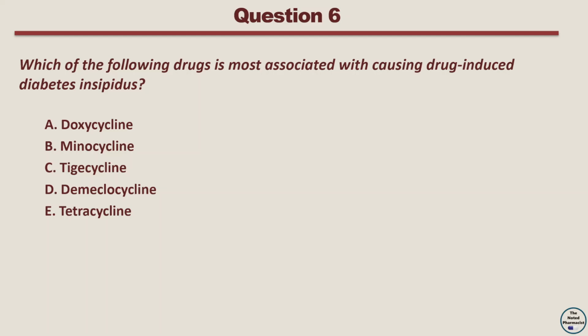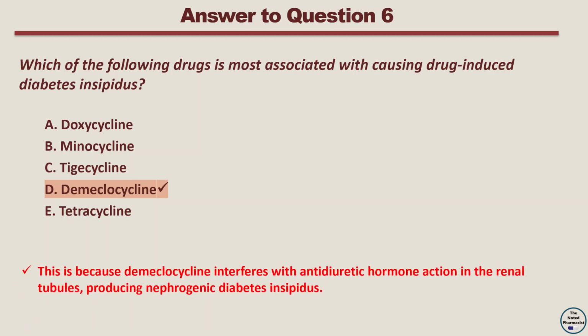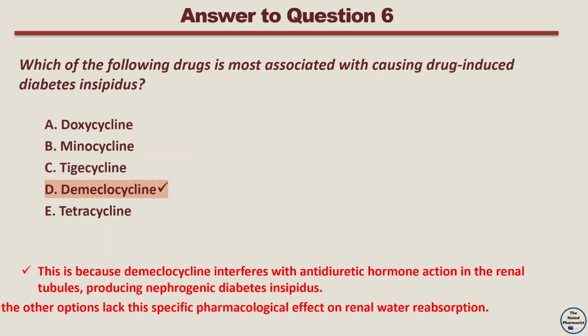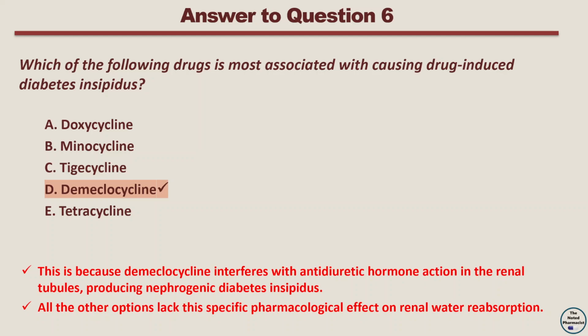The correct answer is option D, demeclocycline. This is because demeclocycline interferes with antidiuretic hormone action in the renal tubules, producing nephrogenic diabetes insipidus. All the other options lack this specific pharmacological effect on renal water reabsorption.